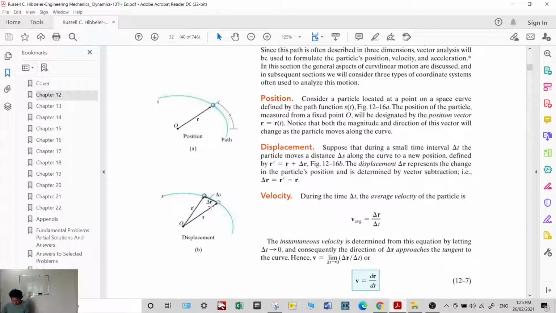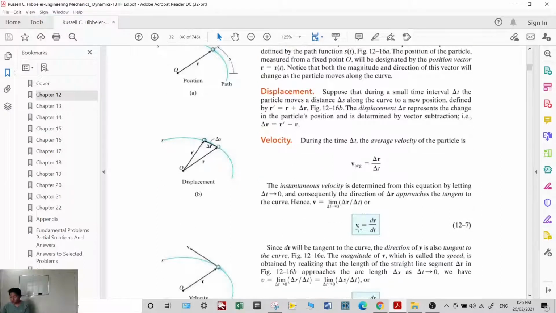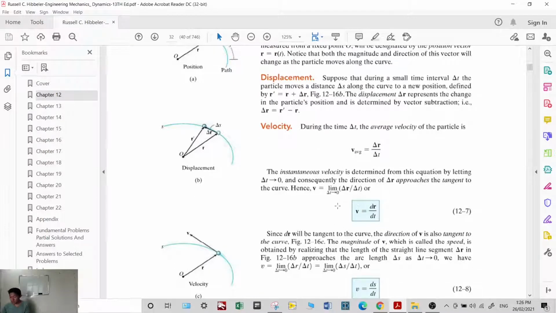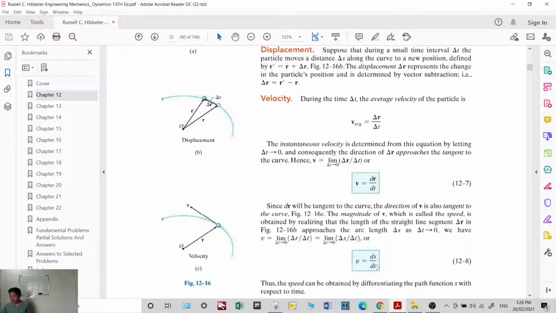Now, if you want to get the average velocity, you just divide it by the time interval. But if you want to get the instantaneous velocity, say for example, somewhere here or somewhere here, you take the limit as delta t goes to 0. So you have this one. Now the magnitude of this velocity is the speed, ds over dt.